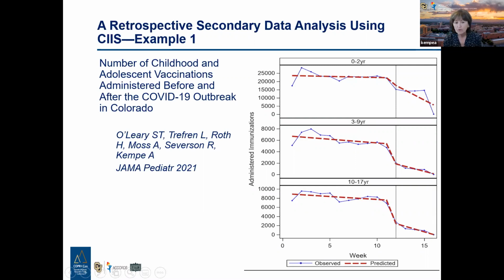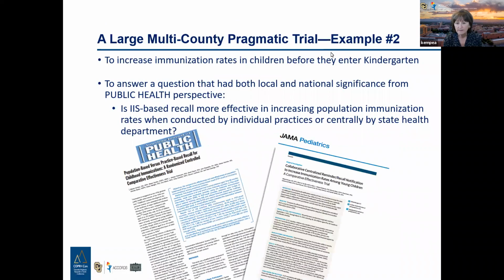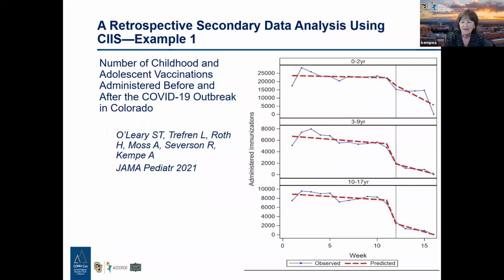This looks at the number of childhood and adolescent vaccines administered before and after the COVID outbreak in Colorado. And you can just see, when that line is when everything shut down and vaccines went way down. So you can see where that line is. There's a dramatic drop off in vaccinations, and that's of enormous public health significance and very easy to obtain from the CIIS. Okay, next slide.